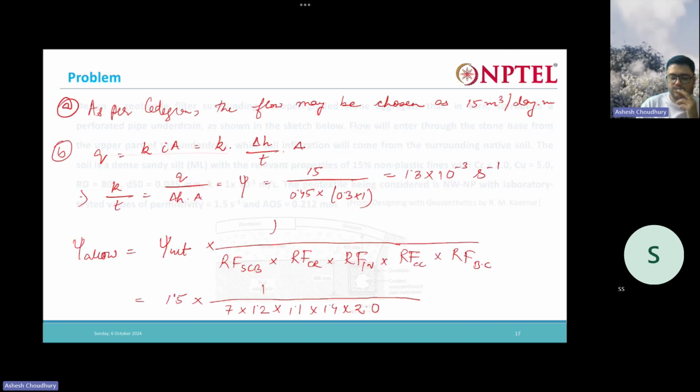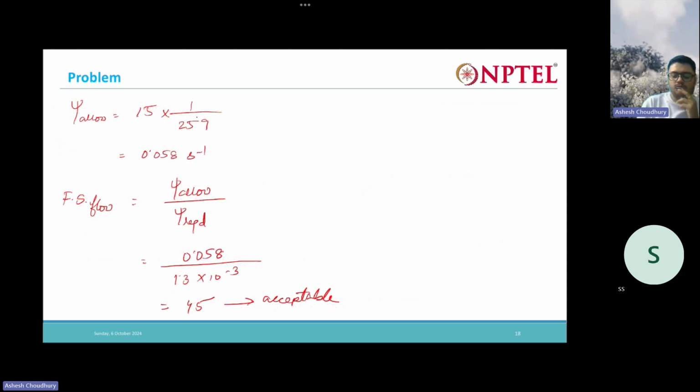The first step is always to calculate the permittivity. After that, we calculate the allowable permittivity of the geotextile. Next we find the factor of safety, and we saw that the factor of safety is good enough. It's around 45, which is quite good.